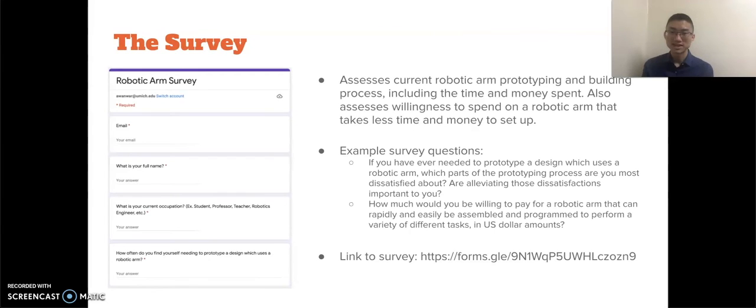The customer survey assesses the current robotic arm prototyping and building process, including the time and money spent. It also asks about the willingness to spend on a product that would facilitate that process. You can see some example survey questions on the slide, and also a link if you want to take a look at the survey yourself.